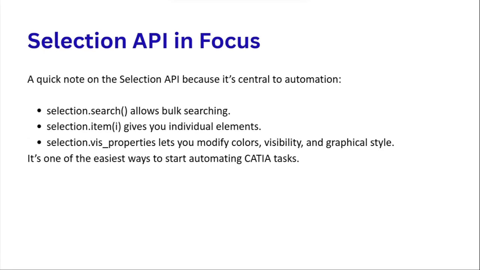A quick note on the selection API because it's central to automation. Selection.search allows bulk searching. Selection.item gives you individual elements. Selection.visProperties lets you modify colors, visibility, and graphical style. It's one of the easiest ways to start automating CATIA tasks.